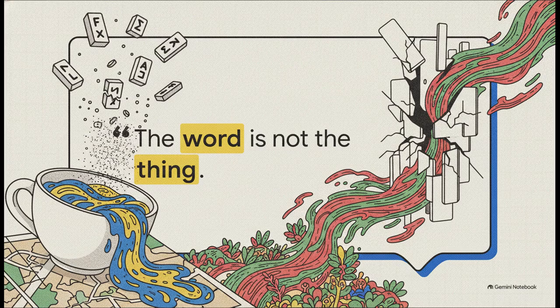Watts absolutely loved this axiom from the linguist Alfred Korzybski. The word is not the thing. He chanted it playfully because it perfectly illustrates that our rigid mental labels are really just a low-resolution render. They are not the living, breathing flow of reality. You literally have to empty your mind of rigid opinions to experience the actual territory.